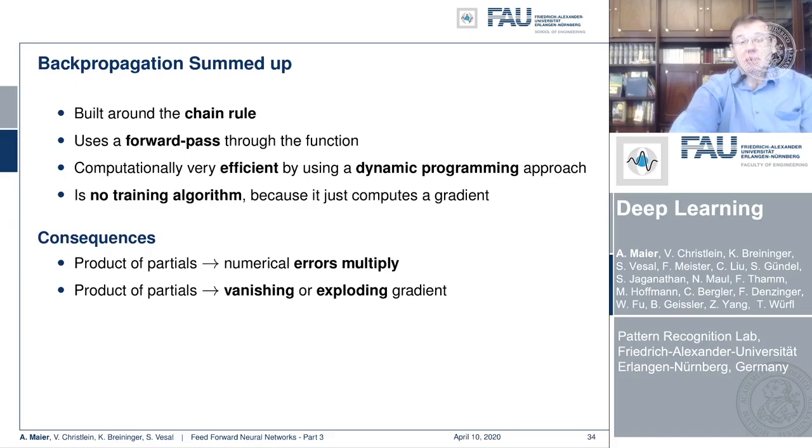So let's sum up backpropagation. It's built around the chain rule. It uses a forward pass. Once we are at the end and have evaluated the loss function, essentially the difference, then we can backpropagate this, computationally very efficient, using a dynamic programming approach.